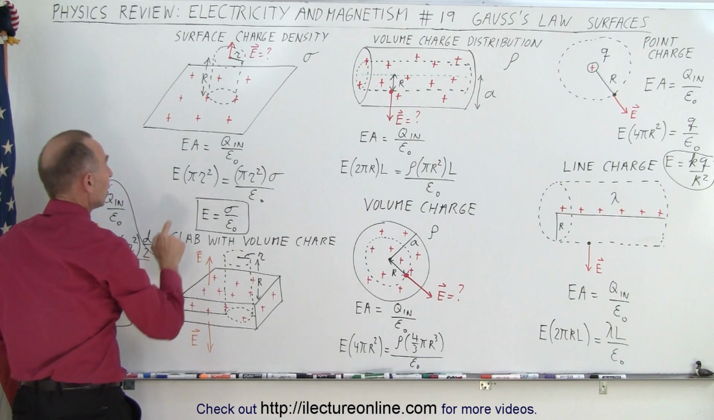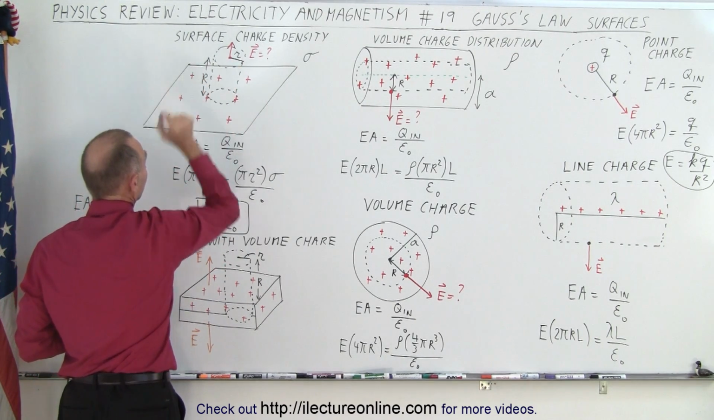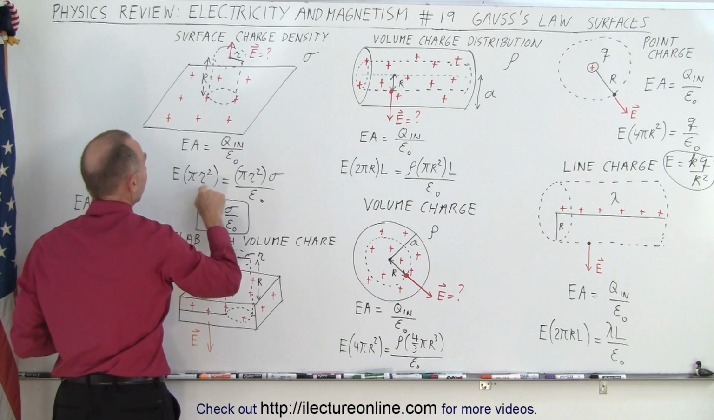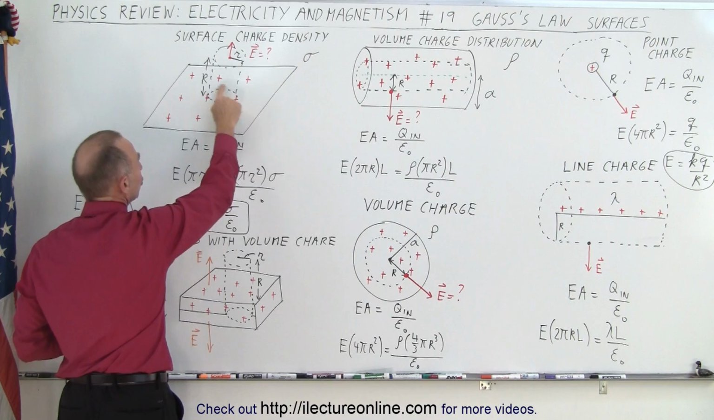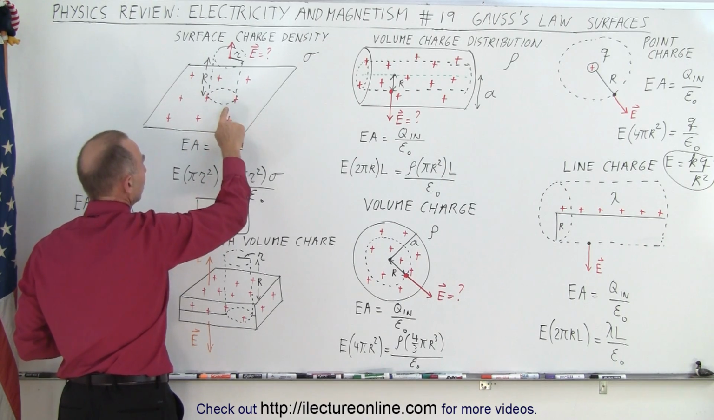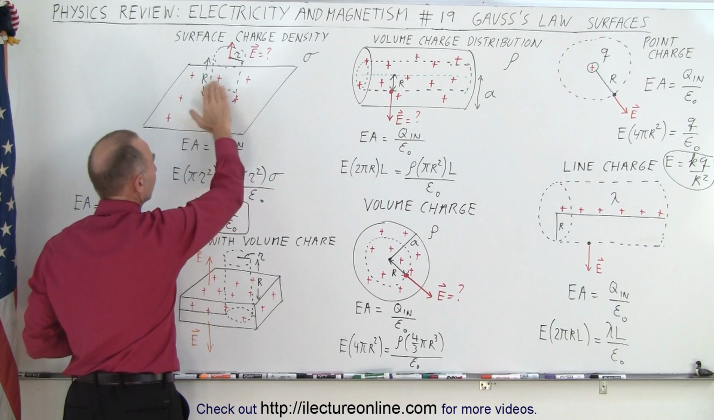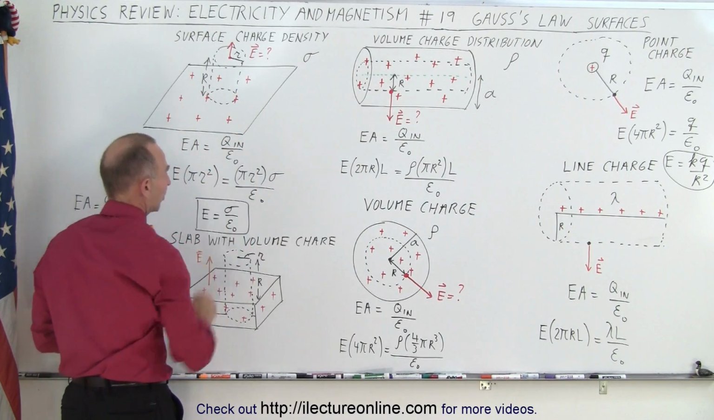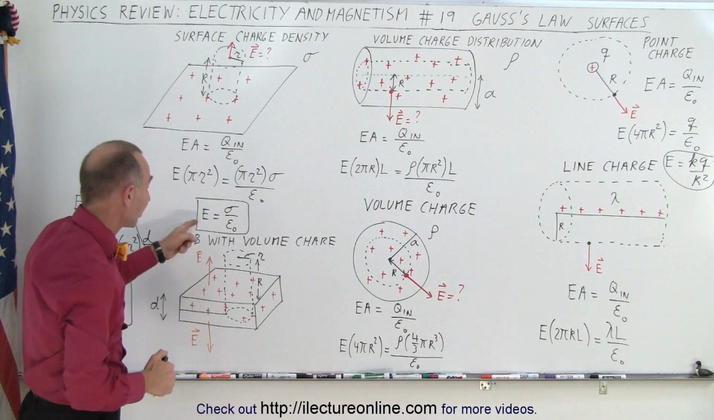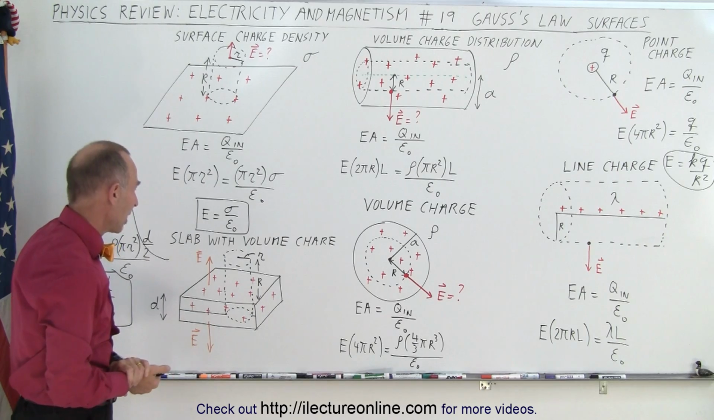In that case, we have E times the area. If we draw it as a cylindrical shape, the area of the edge would be pi r squared. That equals the amount of charge inside that Gaussian surface. So it would be the surface charge density times the area, which is pi r squared, divided by epsilon sub naught. Notice the pi r squared cancels on both sides, and you end up with the electric field being the surface charge density divided by epsilon sub naught.